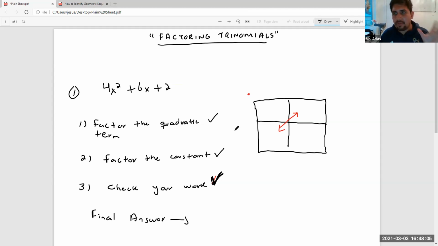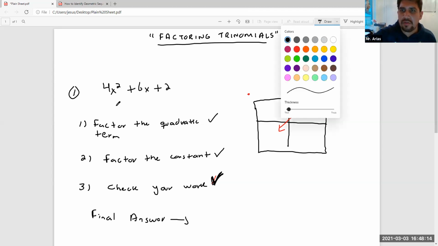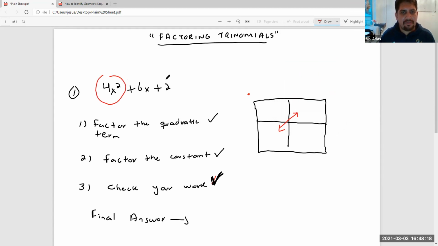For this example, we have to apply the same steps that we had in the previous example. So step 1 is to factor the quadratic term, which in this case is 4x to the power of 2. I'm going to circle it. And then the second step is to factor the constant, which is again positive 2. Like I said, I have to place my quadratic term in the top left entry, and the constant will be in the bottom right. Now we just apply the steps one at a time.